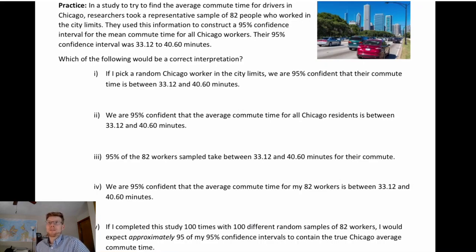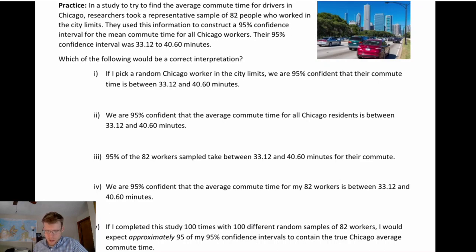So in a study to try to find the average commute time for drivers in Chicago, researchers took a representative sample of 82 people who worked in the city limits. They used this information to construct a 95% confidence interval for the mean commute time of all Chicago workers. Their 95% confidence interval was 33.12 to 40.60 minutes.